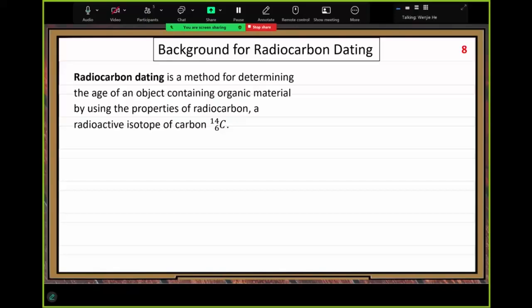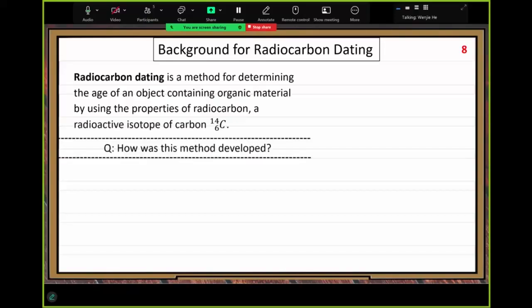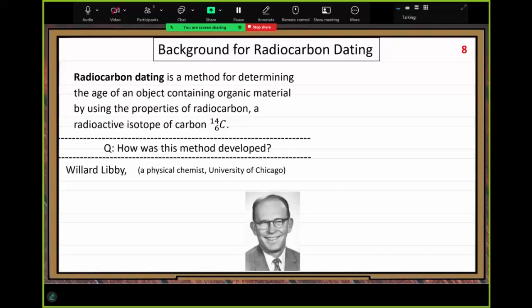How to do it? Let me describe the method. There is a professor, Willard Libby, a physical chemist at the University of Chicago.